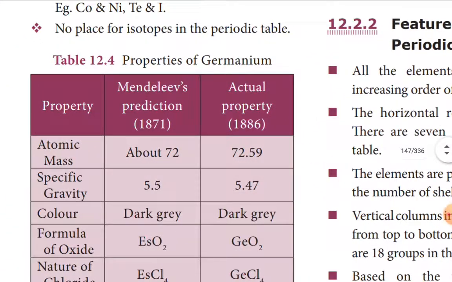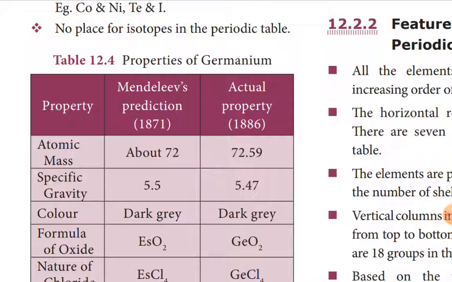The next point: there is no place for isotopes in the periodic table. Isotopic elements are there, like hydrogen and chlorine. These isotopic elements are not given a separate place. All the isotopic elements are given in one place. So this is one of the drawbacks of Mendeleev's periodic table.